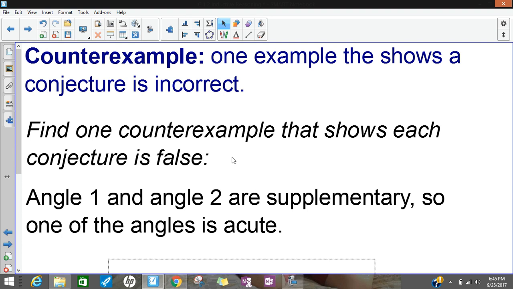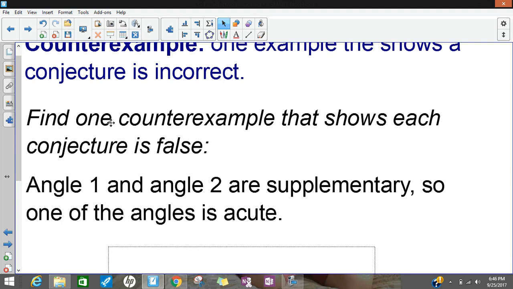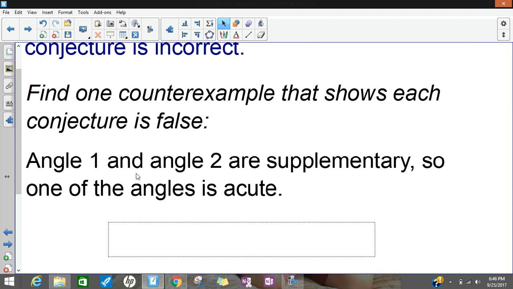So I mentioned quickly that conjectures are not always going to be completely correct. You're just drawing a conclusion based on a pattern you observed. So if I can provide one example that shows that a conjecture is incorrect, then it's called a counterexample, and that means that my conjecture is not always true. It might be true sometimes, but not always. So let's find a counterexample that shows this conjecture is false.